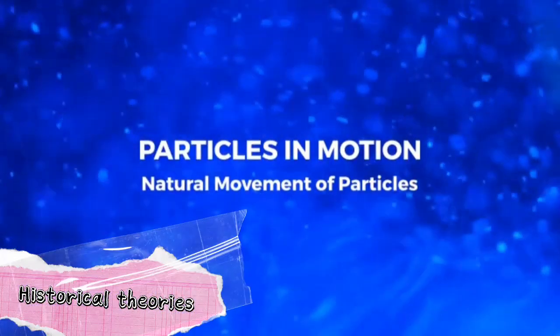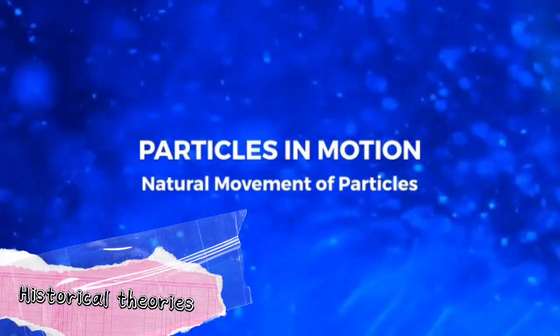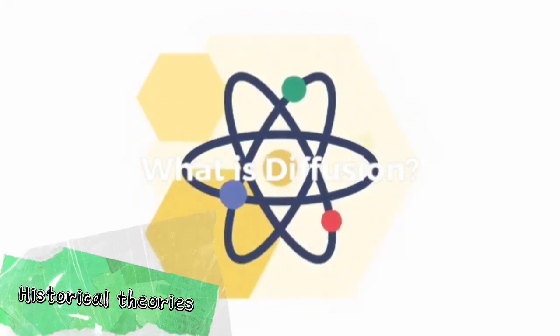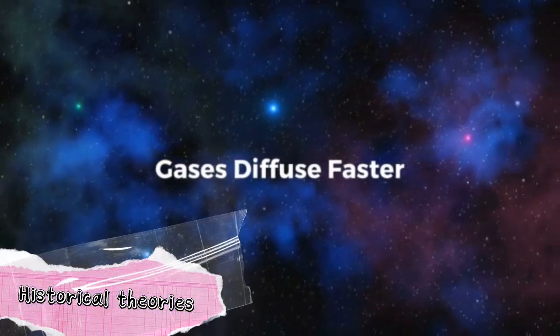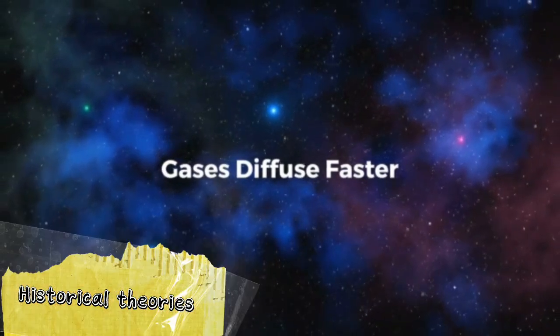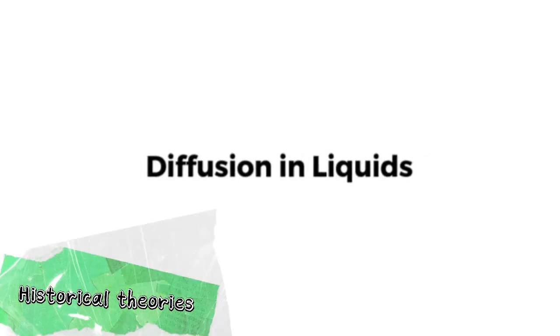Since particles of matter are in motion, they can mix through natural movement. The phenomenon of intermixing of particles is called diffusion. Gases diffuse very fast, as particles have space to move freely. Liquids diffuse slower than gases.